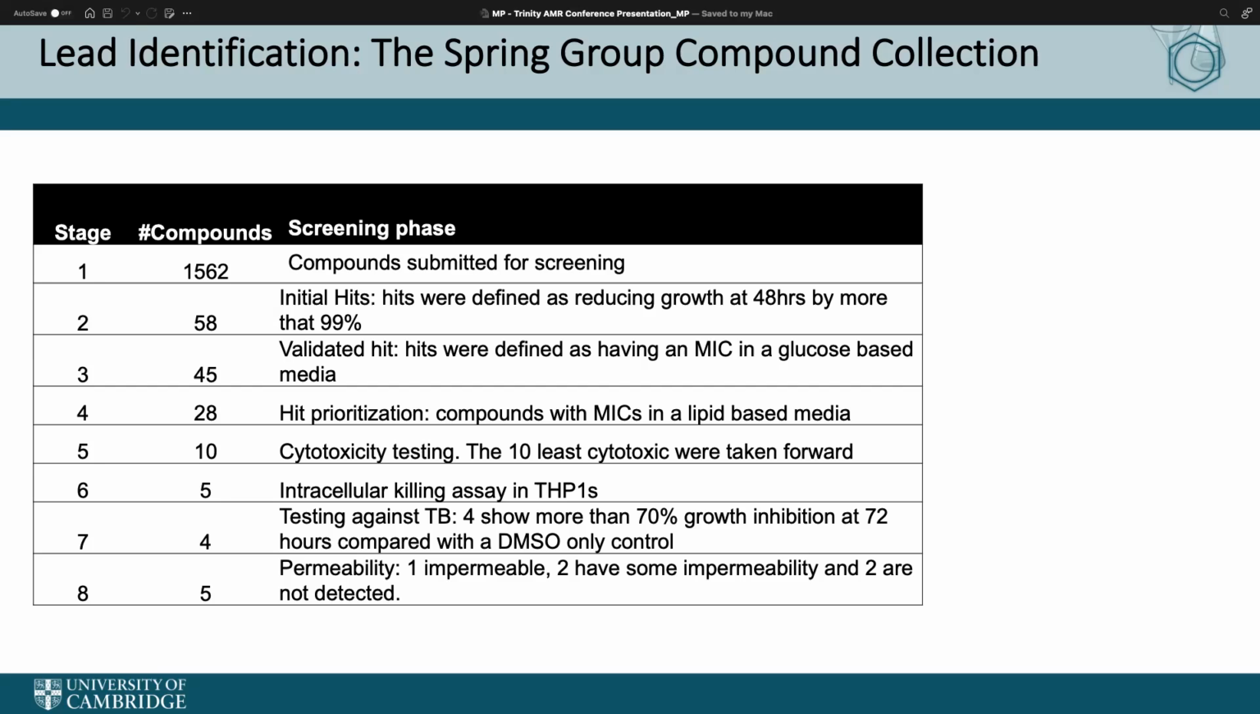We also had some collaborators at the University of York in the Onsworth group who also sent us some of their compounds. And together we were able to submit about 1,500 compounds to our collaborators for testing. And I've shown you summarized on this table the number of different tests which were conducted.